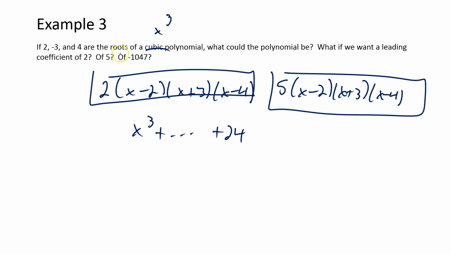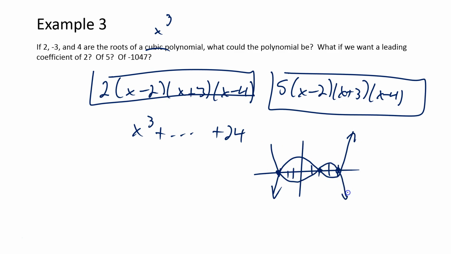This is kind of interesting because a cubic could look something like this. Let's say here we have 2, negative 3, and 4 as roots. Initially, the way I wrote it, it would have end behavior like this. If you make the first thing negative, it just flips the function over. Same roots, but it just flips it over. So if you want a leading coefficient of negative 1047, just like this.